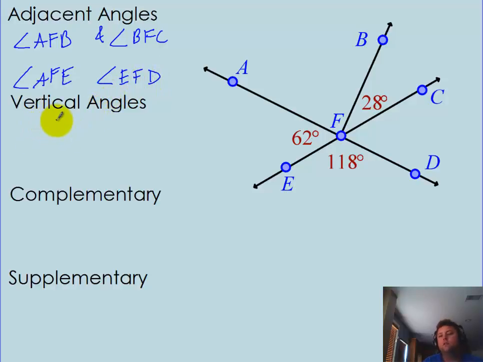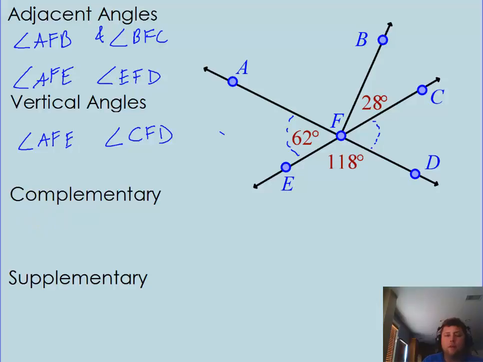Vertical angles. So this might be a little bit tricky. Just look around, but it looks like this angle right here and this angle right here, those are verticals. So it's angle AFE and angle CFD. So those are vertical angles. Well, you could also say angle AFC and angle EFD because these look like vertical angles as well. It's a little tricky. Sometimes you gotta look around.